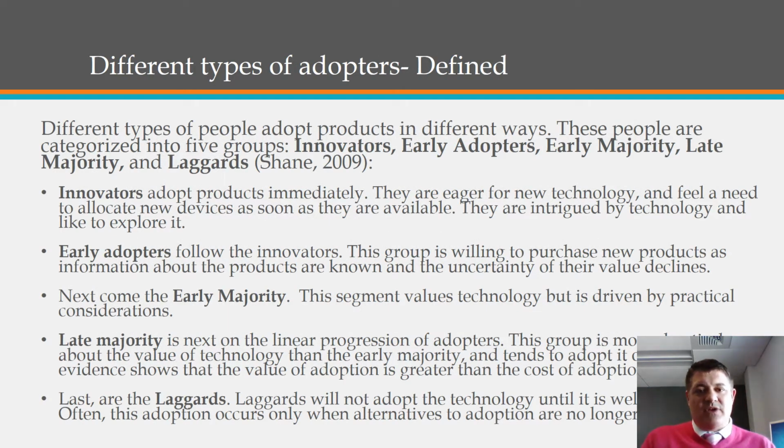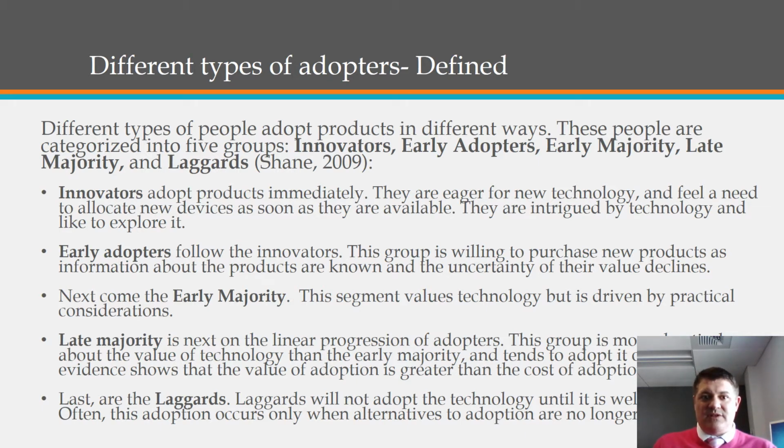Now the different types of adopters. So this is the second learning outcome I wanted to discuss. There are 5 groups of adopters or adoption groups: innovators, early adopters, early majority, late majority, and laggards.